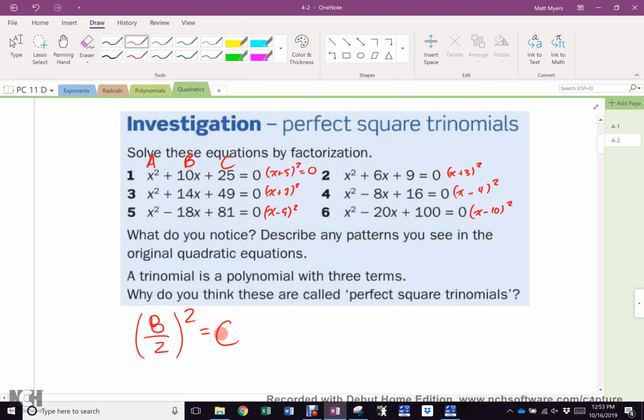So anytime you see a perfect square trinomial, which is the middle term divided by 2 squared is the third term, you automatically know how to factor it, yes? So what if I gave you this?